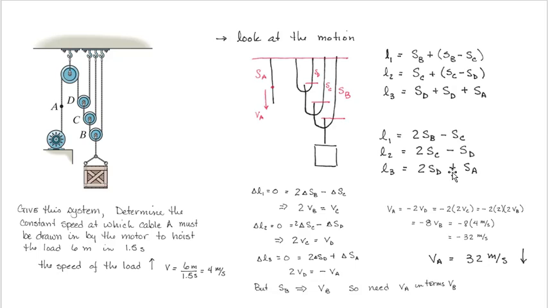And just like what I did with the log problem, we're going to look at the change. So the change in length of rope 1 is 0.